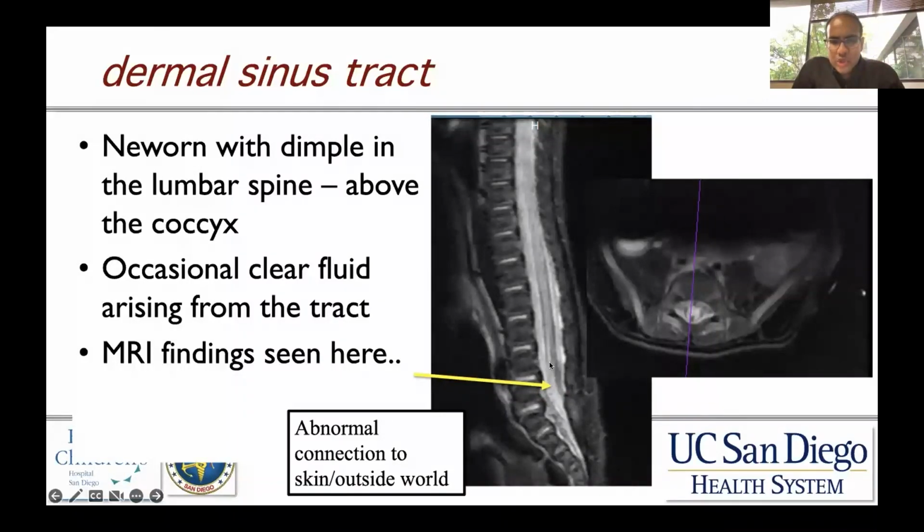This yellow area is showing you a tract with continuity to the outside world, as you can see here on this axial MRI, which is T2. In addition, on day of life 2, there was occasional clear fluid draining from the tract. So this child was taken to surgery for obliteration and removal of that tract and primary closure of the neural tube defect in the dura, to prevent further meningitis.